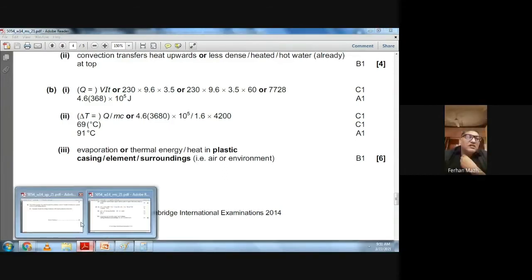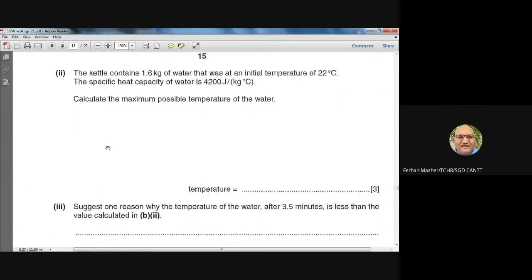Okay, the next part is: the kettle contains 1.6 kg of water that was at an initial temperature of 22 degrees centigrade. The specific heat capacity of the water is 4200 joules per kg per degree centigrade. Calculate the maximum possible temperature of the water. I know the mass of the water, the initial temperature, the specific heat capacity, and I also know from my previous calculation how much energy is transferred to the water. When there is a change in temperature, we can use the formula heat equals mc delta theta.